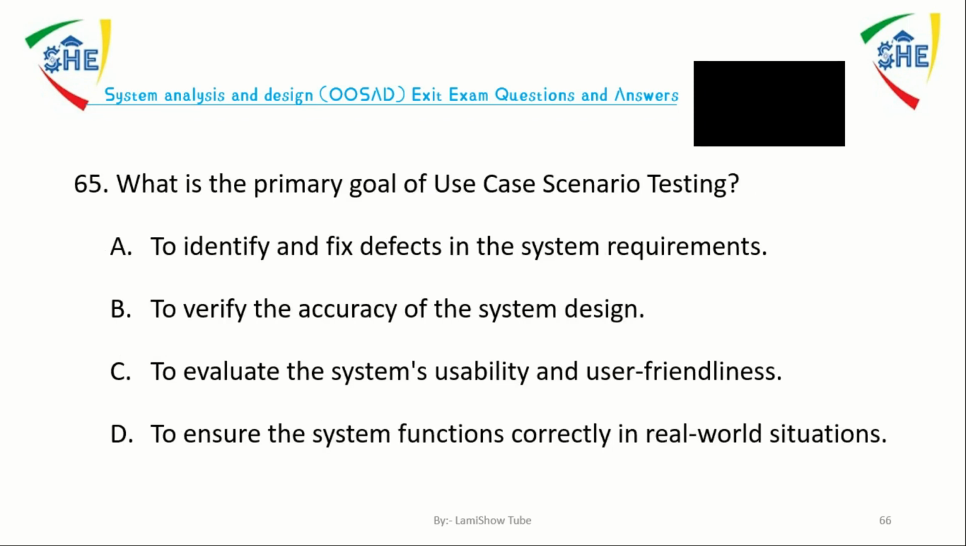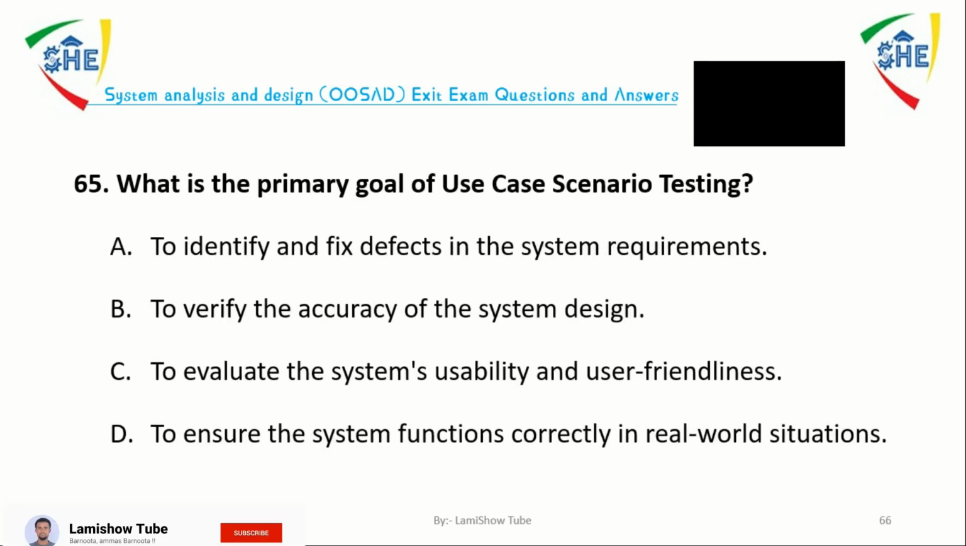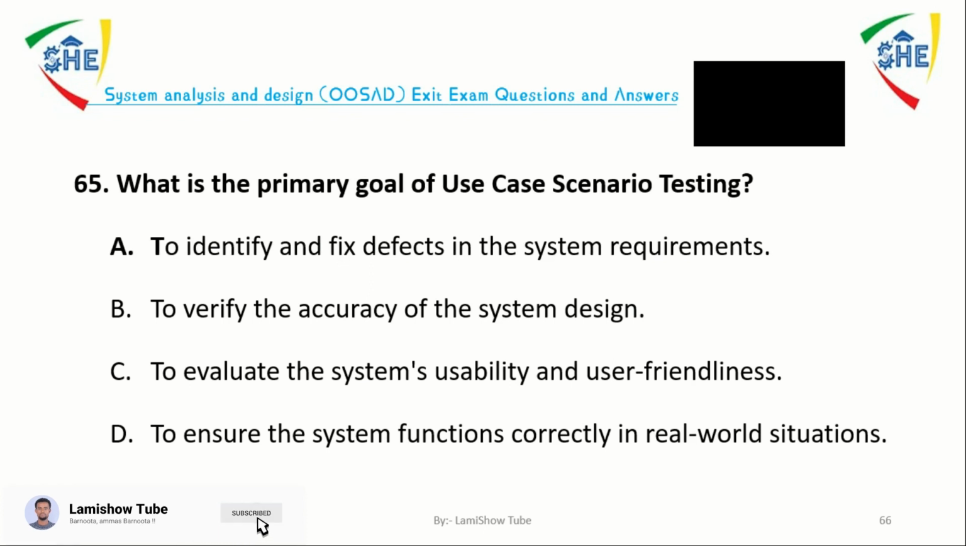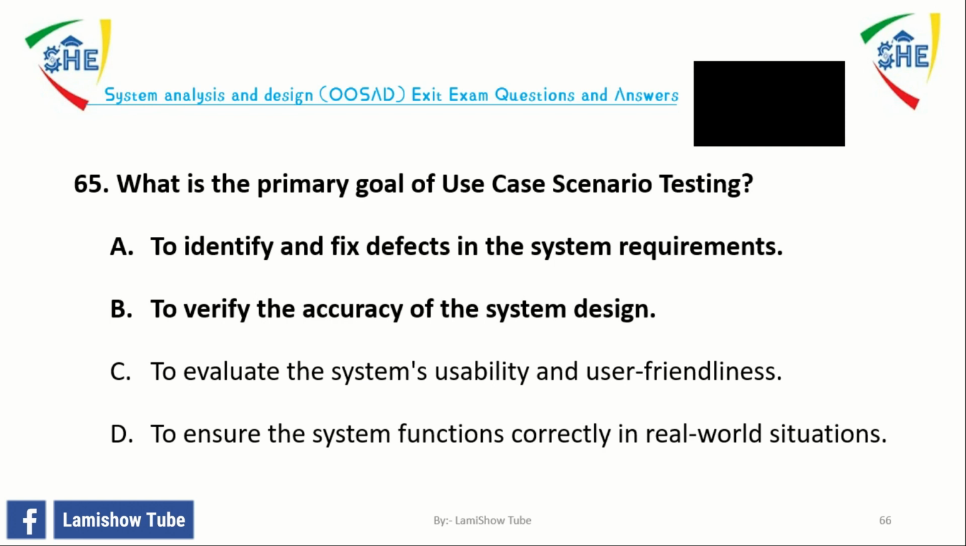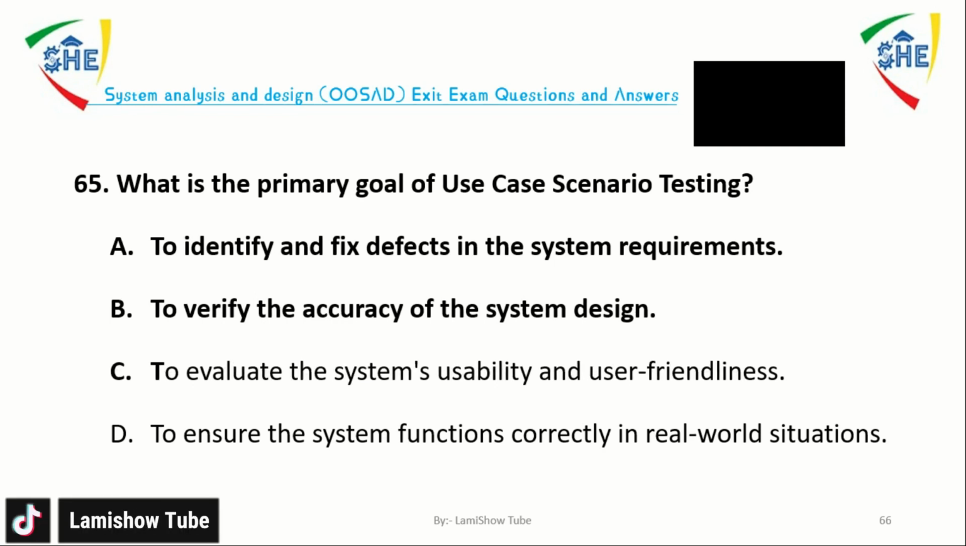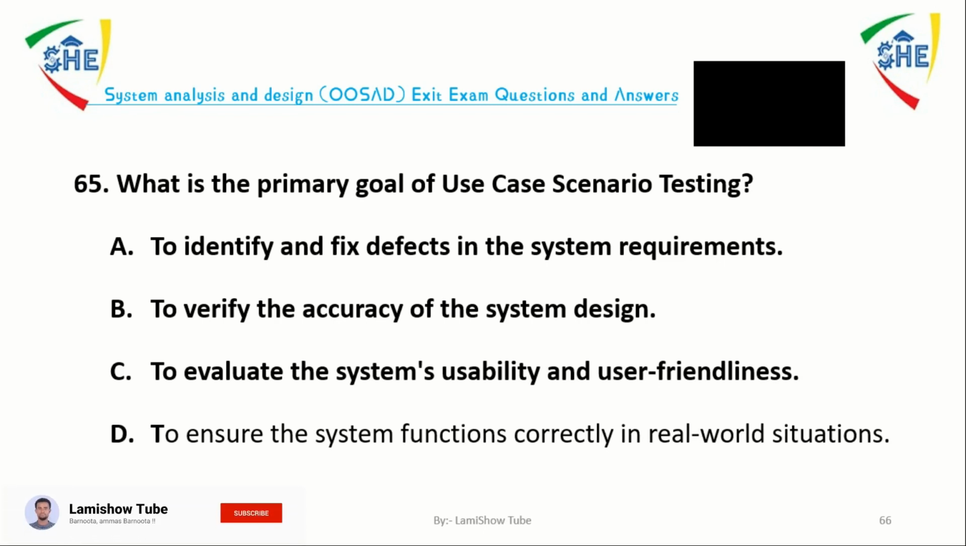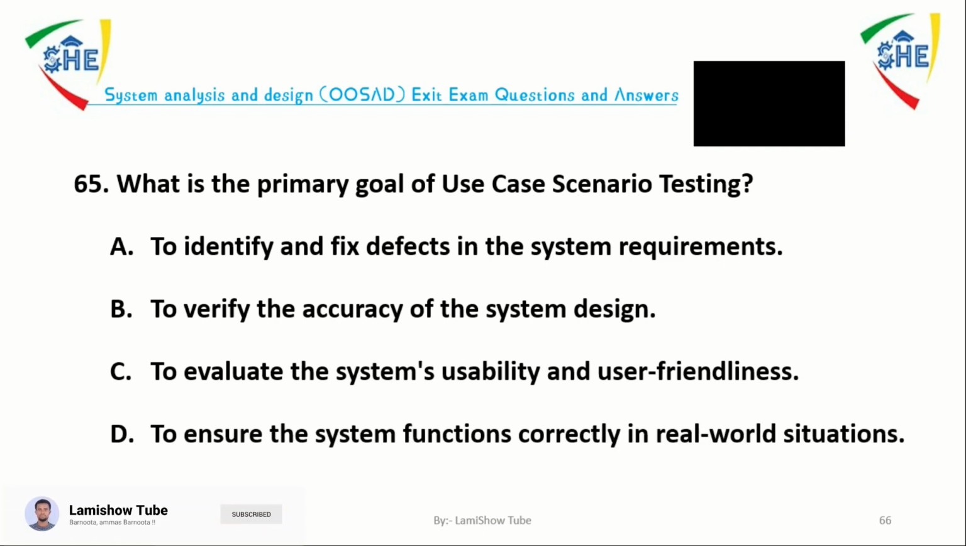Question number 65. What is the primary goal of use case scenario testing? A. To identify and fix defects in the system requirement. B. To verify the accuracy of the system design. C. To evaluate the system usability and the user friendliness. D. To ensure the system functions correctly in real world situations.